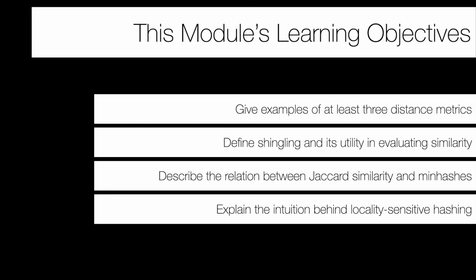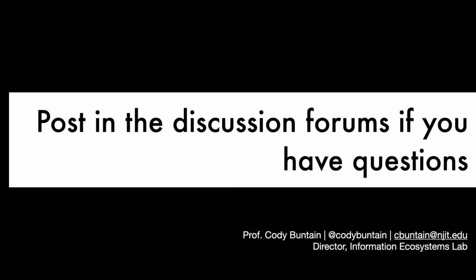And lastly, you should be able to describe the intuition behind locality-sensitive hashing, namely that by relying on hash collisions, we can identify possible documents that are likely to be similar, or more likely to be similar than not. And that wraps it up for Module 3.